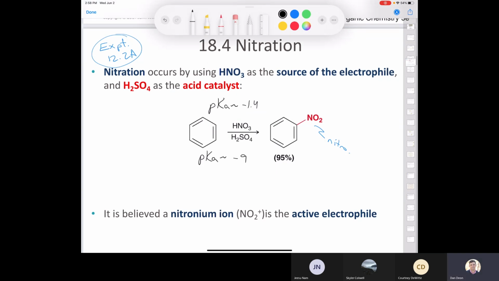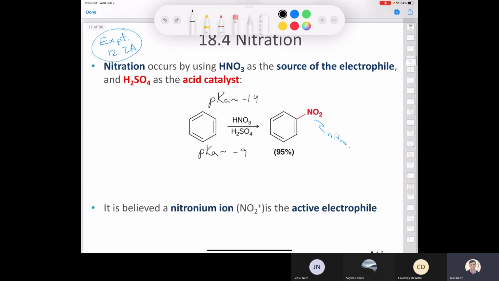So if you're wondering, well, you showed me what the electrophile was in the chlorination, the bromination. You showed me the sulfur trioxide and you explained why that's an electrophile. What's the electrophile here? Well, the electrophile is something called a nitronium ion, NO2+.